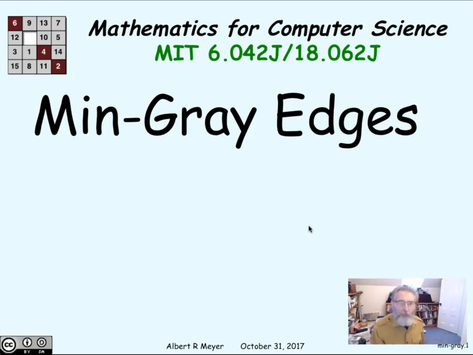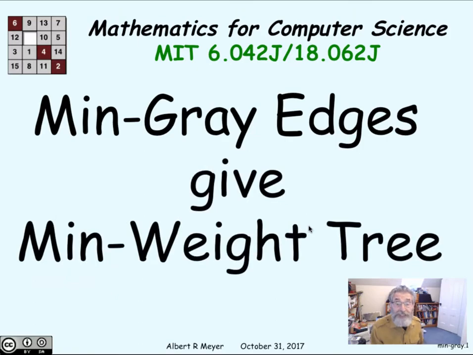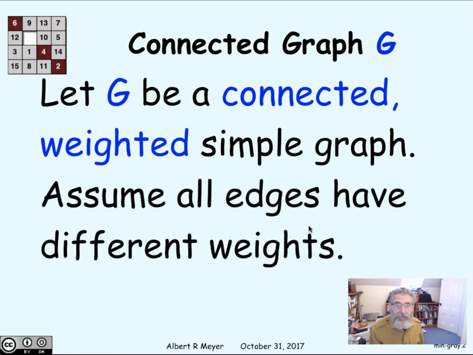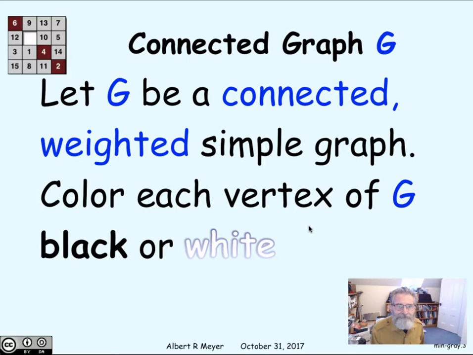We're ready to explain why the black-white procedure described before gives the minimum weight spanning tree. So let's see how that goes. The setup is that we have a connected graph, G, a simple graph, and weighted. And for simplicity, we're going to assume that all the edges have different weights. It's not much of a restriction, and I'll maybe comment about that at the end, but it's not really important. We can assume harmlessly that all of the edges have different weights.